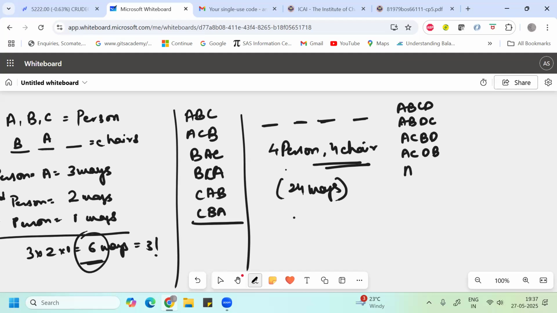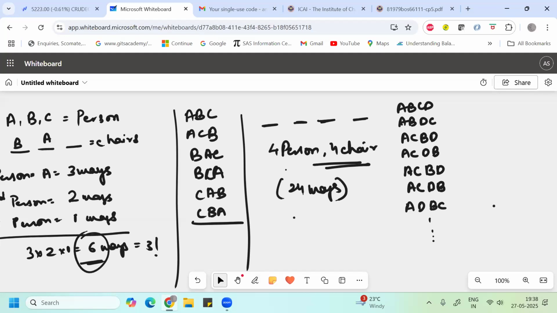Okay, then you can write A, D, B, D, A, C, B, D, A, C, D, B. Okay, so then once we are done with this, then you can write A, D, B, C. Like this you have to do.